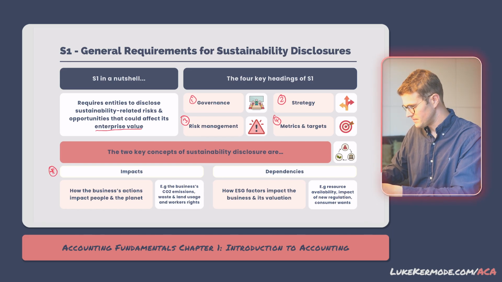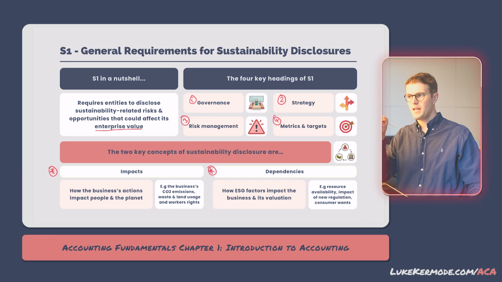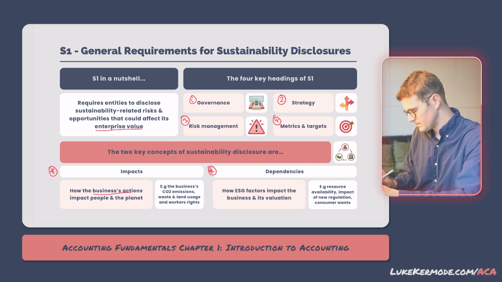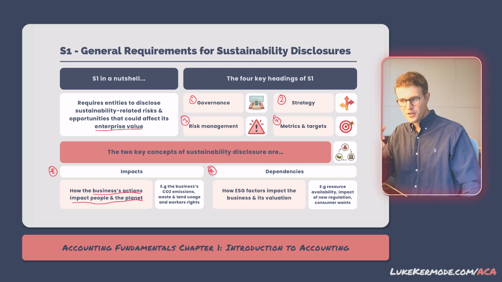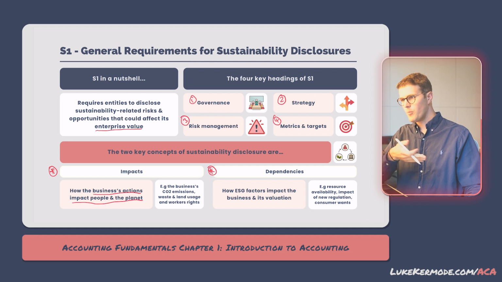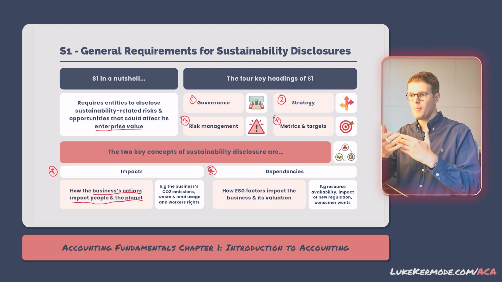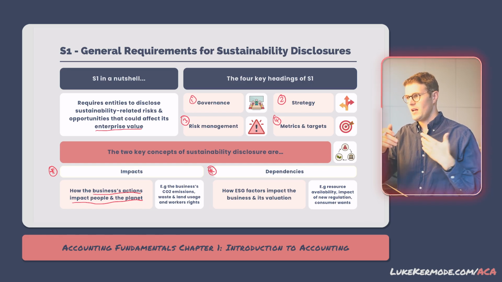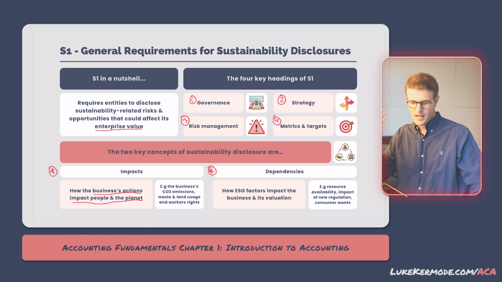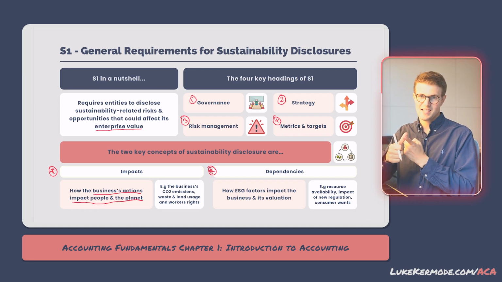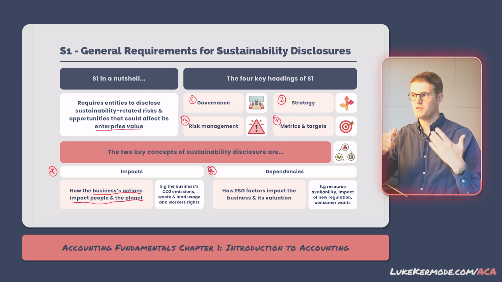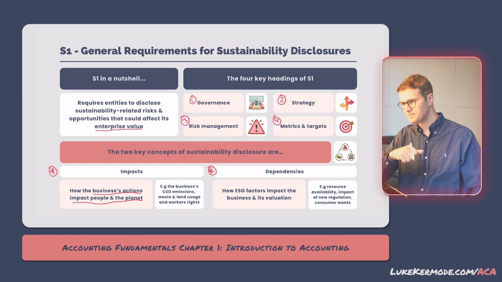and dependencies. Impacts are how the company's actions affect the world around it, like the environment and broader society. For example, a business's production process might cause air pollution, or it might contribute to deforestation when obtaining its supplies. So examples of impact include how a company's activities affect human rights, worker conditions, health and safety policies, pollution, greenhouse gas emissions, and the use of natural resources like water and land.